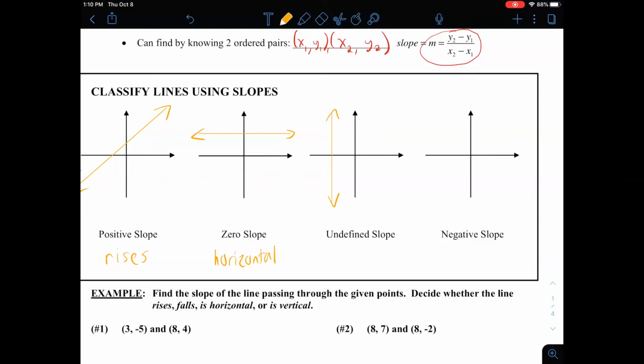Undefined slope, and the reason why it's undefined is you can't have 0 in the denominator. We can't divide by 0. That's when we have an issue. So, yeah. All right. Negative slope's going to fall from left to right.